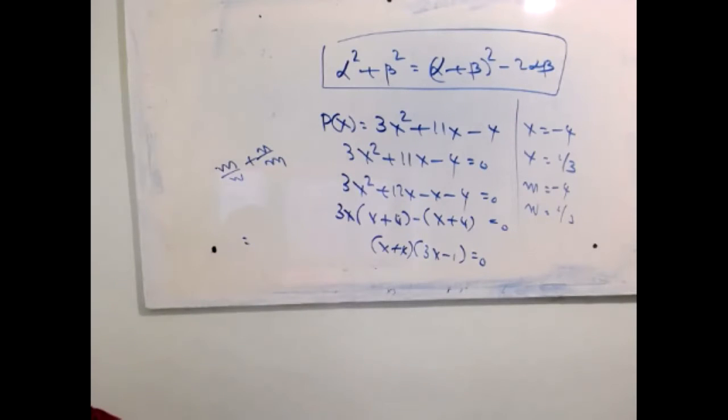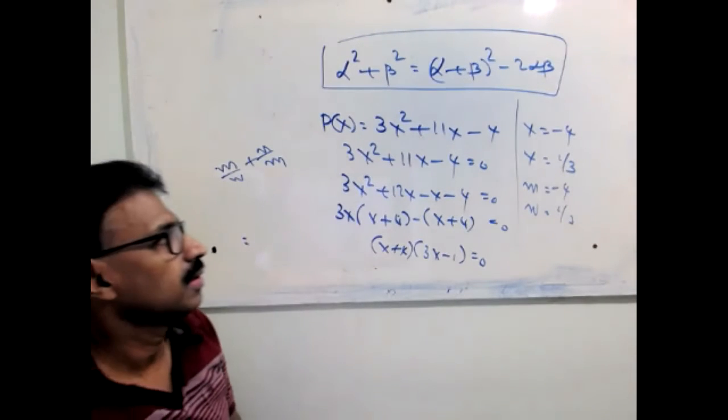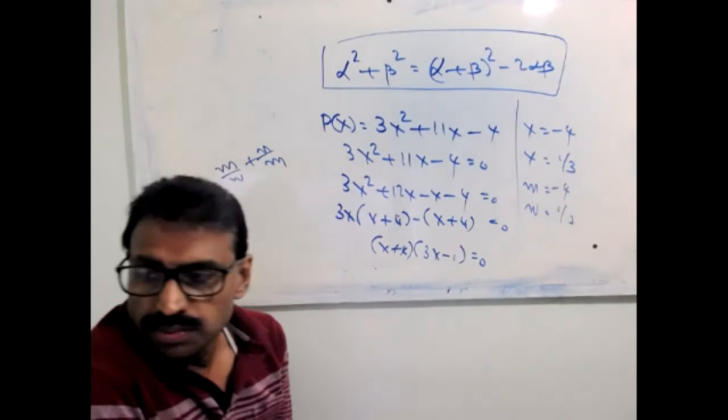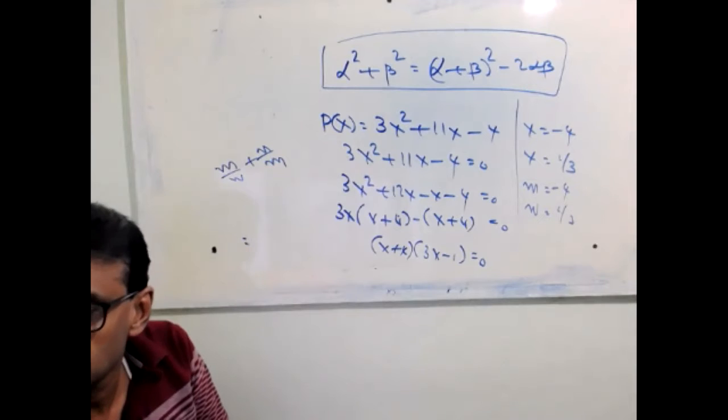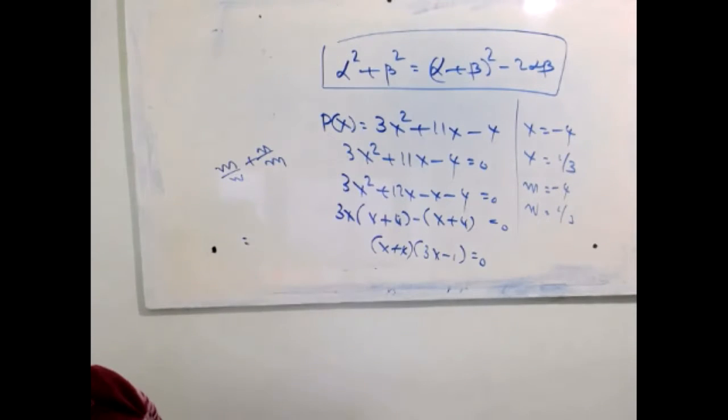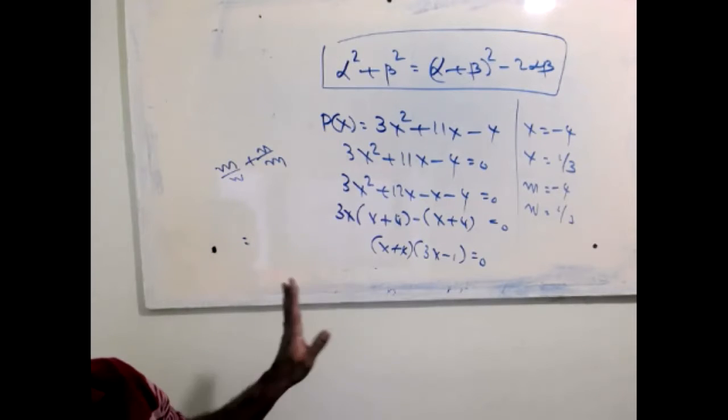What is the answer? Minus, yes, minus 145 by 12. Minus 145 by 12. Clear now? You get the value of alpha, you get the value of alpha and m and n, and substitute.